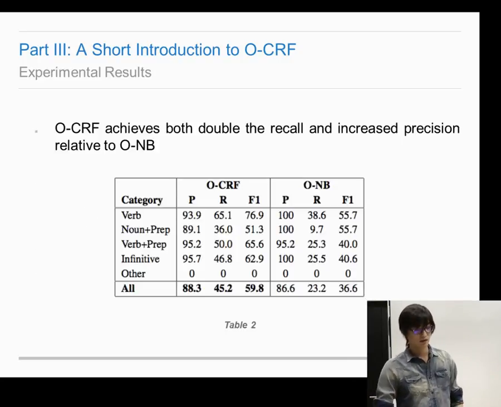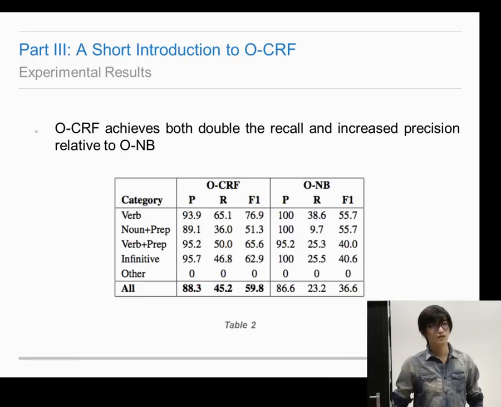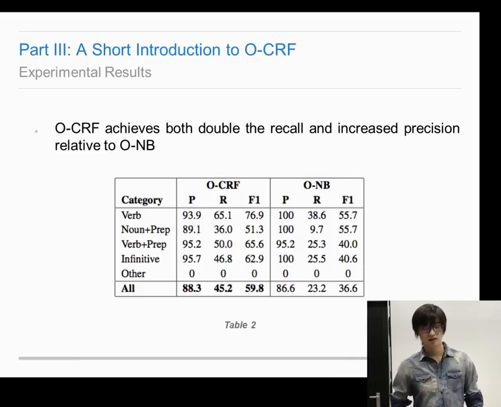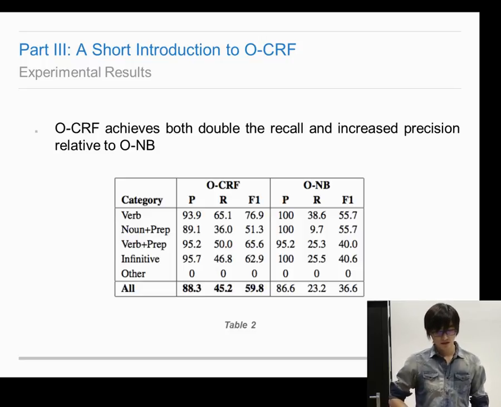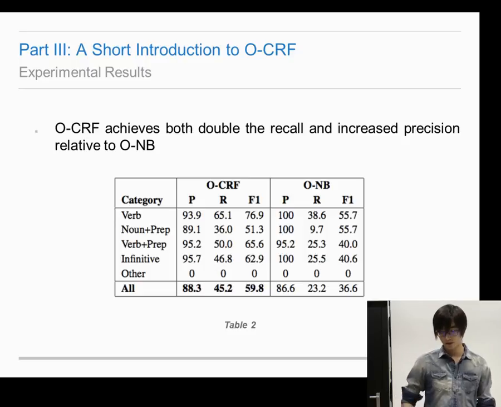Here are other experimental results. We can see O-NB is another name for TextRunner, because TextRunner uses the naive Bayes classifier. Here is the NB. So we can see that O-CRF has done the job much better than O-NB.